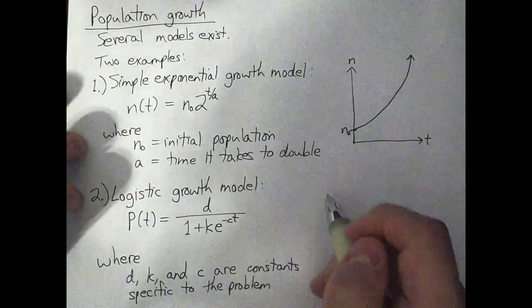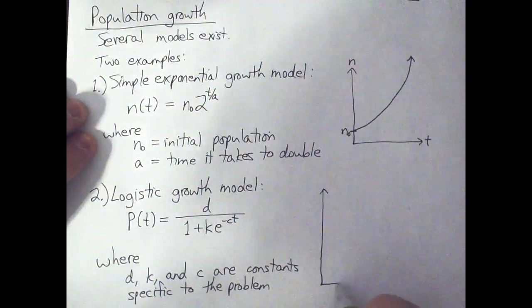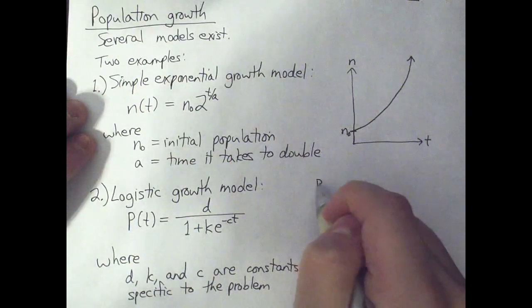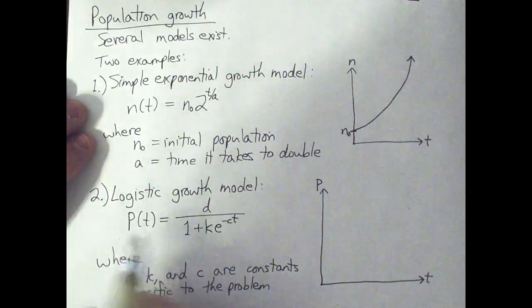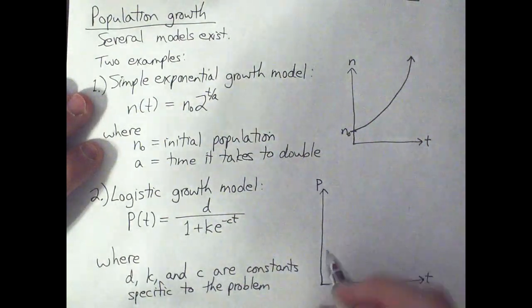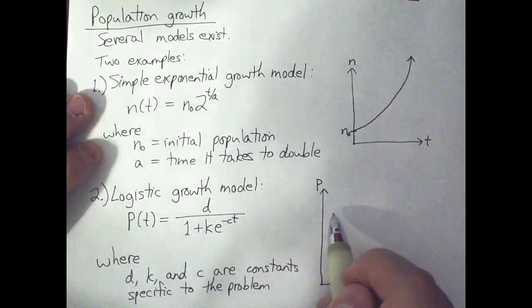But what winds up happening if you try to graph this is you get what might be considered a more realistic curve. Now, there's still a t-axis for time. I guess I'll call the vertical axis p, since that's what we called the function. Let's see if I can draw this. It's actually going to have a horizontal asymptote.